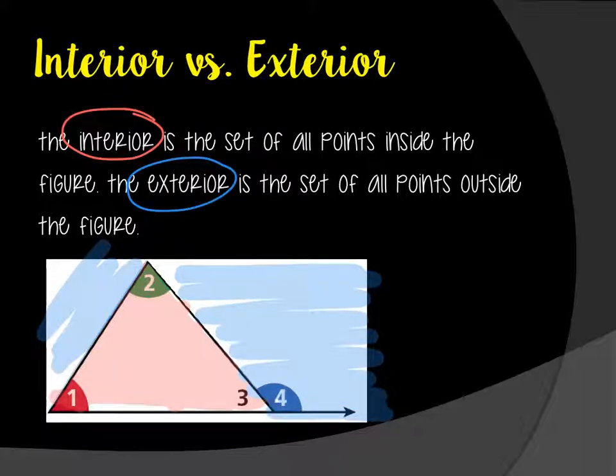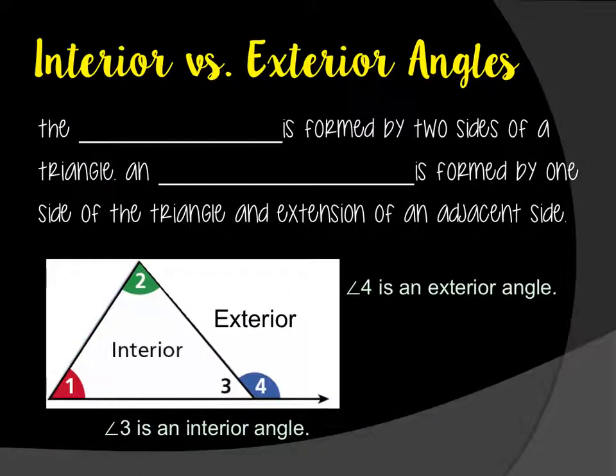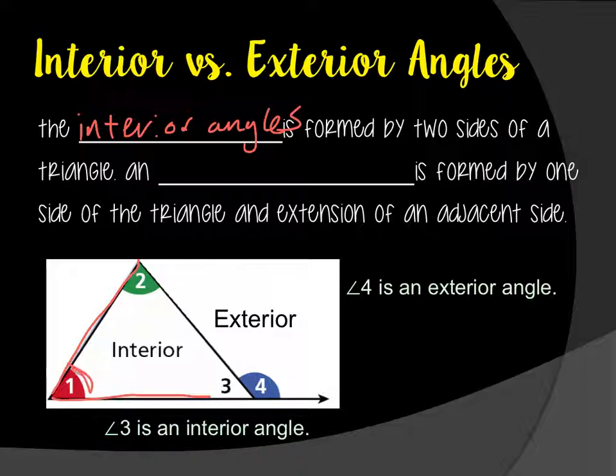So what angle here do we have on the exterior? What angle's in blue? 4. So 4 is on the exterior, and what angles do we have on the interior? 1, 2, and 3. The interior angles are formed by two sides of the triangle. So if we take one side here and another side here, it forms the interior angle.